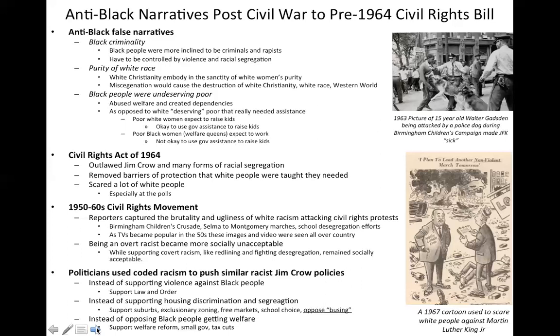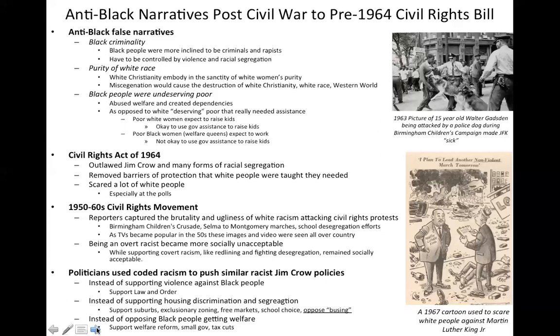And that was great until LBJ's Great Society really opened up a lot of these welfare programs to more black people, and that is when we start seeing these narratives that black people were the undeserving poor, that they were taking advantage of welfare systems, abusing the government. Poor white women were expected to take part in these programs, because then they could stay at home and raise their kids, and that was part of their domestic duties. But poor black women were expected to work, and if they took advantage of these programs to raise their kids, they were called welfare queens and criticized.